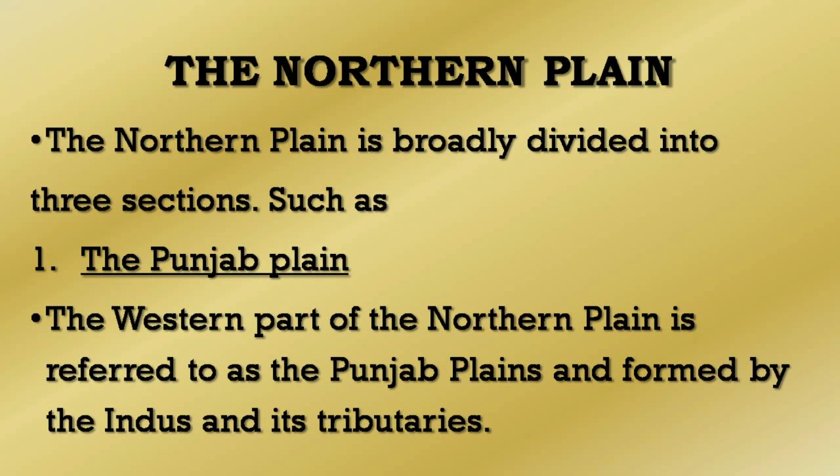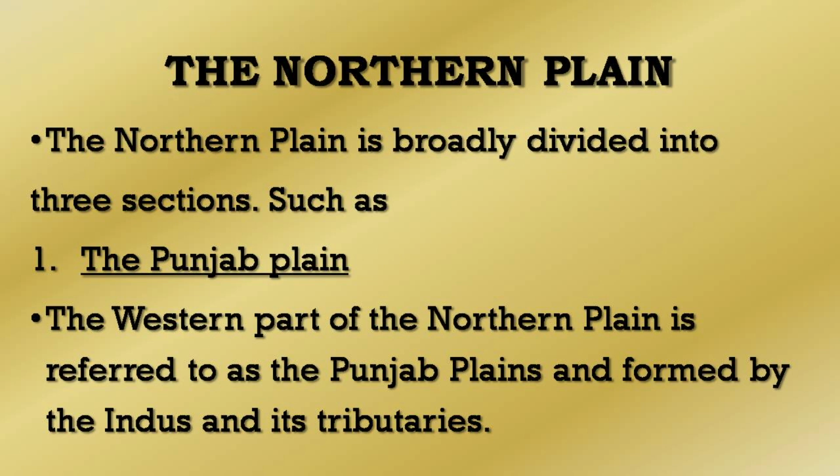Punjab plain lies in the northwest part of our country, India. In the northern plain, if you watch, you'll find it's the extreme western part. So, Punjab plain is the number one plain of the northern plain of India. The Punjab plain is formed by the alluvium brought by the river Indus and its tributaries.